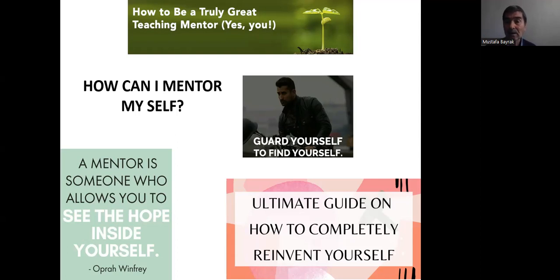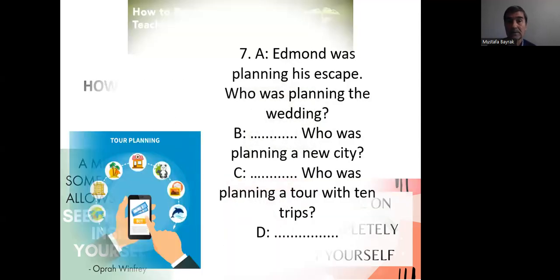Okay. Ultimate guide on how to completely reinvent yourself. Yes, maybe you know yourself. It is good, but again, it is better to try to invent yourself again, and learn what yourself really is. Okay. To gain our identity, personality, it is really important.